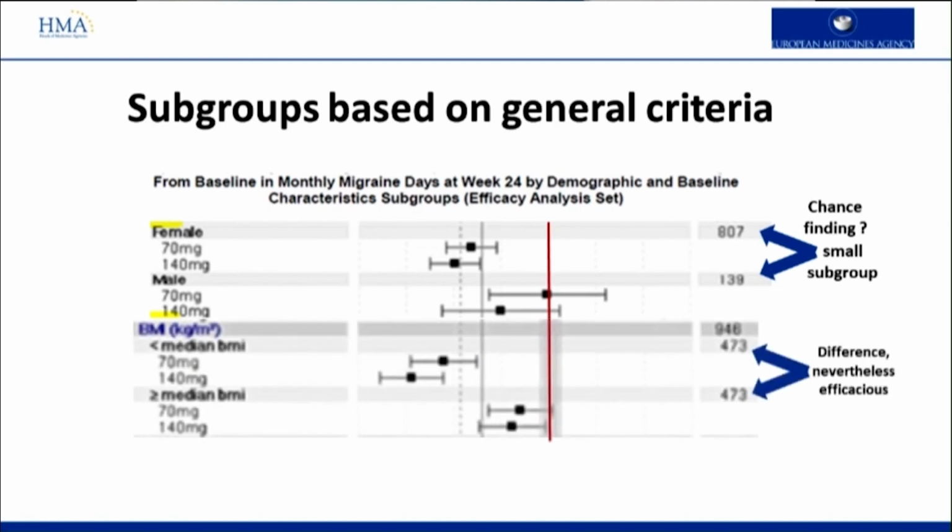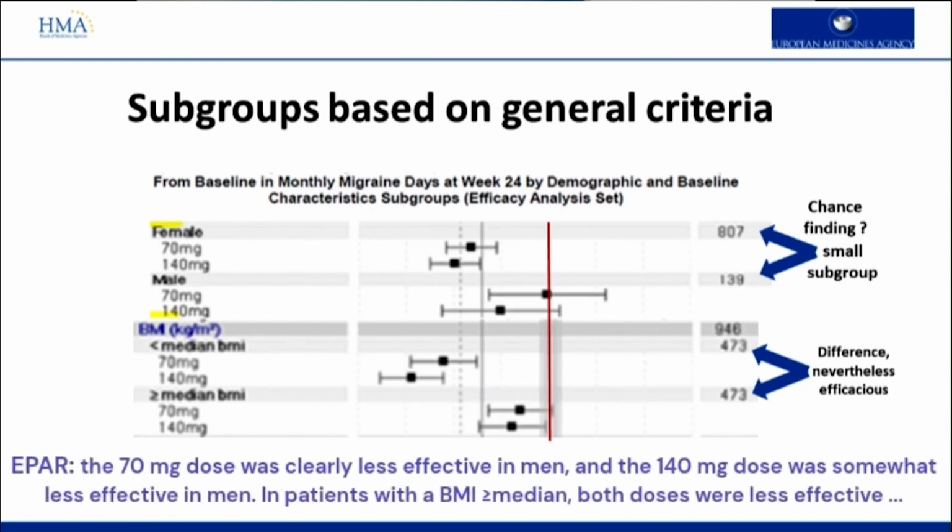Again, for the same product, there appeared to be a clear difference in efficacy depending on body weight. As the group were divided as above and below median body mass index, there could be no argument that one of the groups would be much smaller than the other. But as you see on the slide, even in the high body mass index group, the treatment still appears efficacious, although less so than in the low body mass index group. Again, no reason to have any restriction of this indication. It is sufficient to describe this in the EPAR, the European Public Assessment Report.